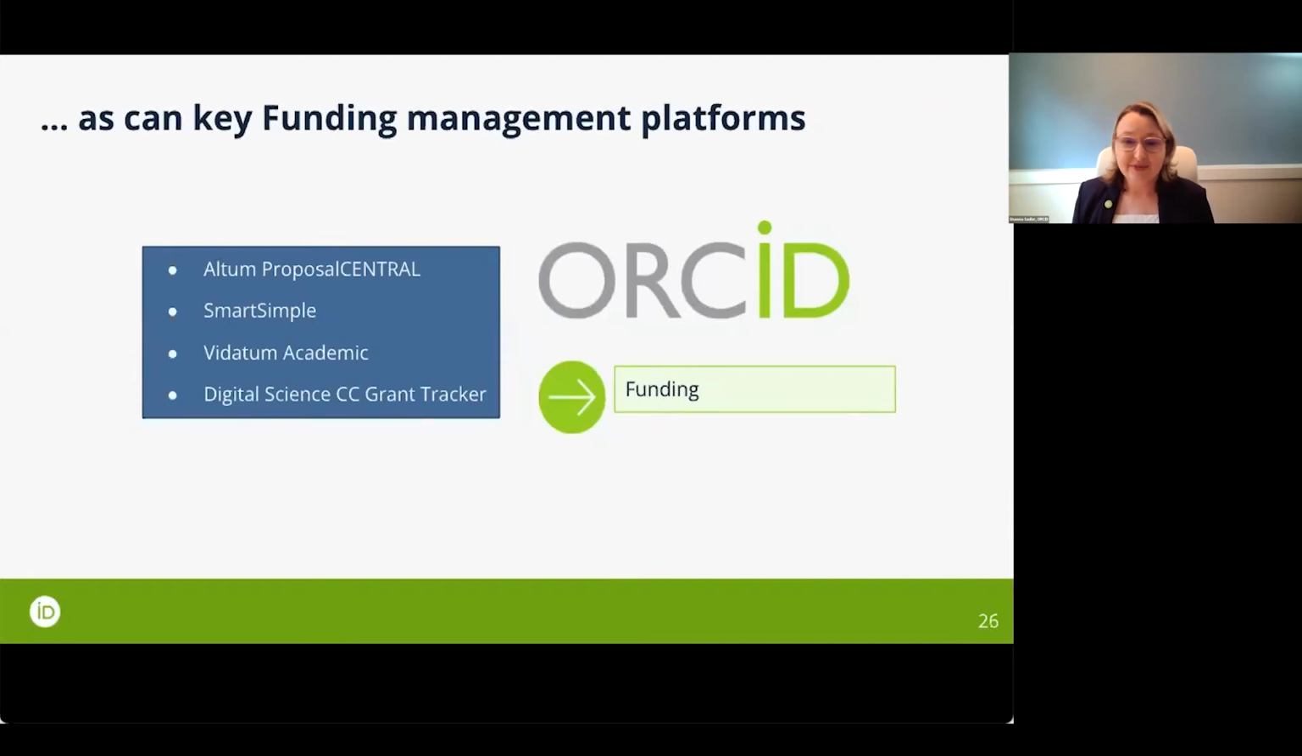So now here's a list of funding management platforms that are used both by funding agencies and universities. All of these systems write to the funding section of ORCID profiles, as some of them will write to the other sections as well.